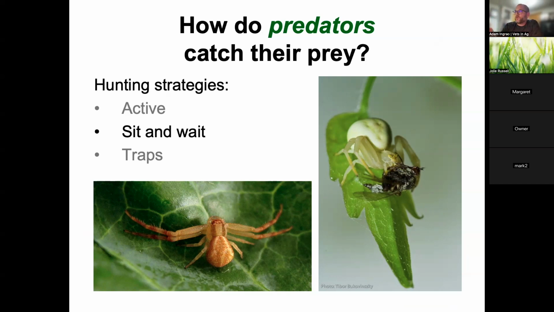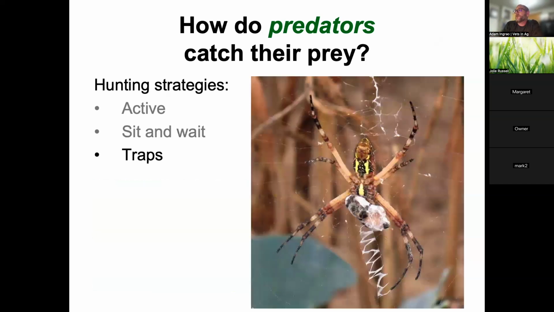So the crab spider is a really great example because it just sits and waits, something comes along and it attacks it. So it's a sit and wait strategy. The other example are trapping organisms. And I mean, clearly the first one that would come to anybody's mind is a spider.